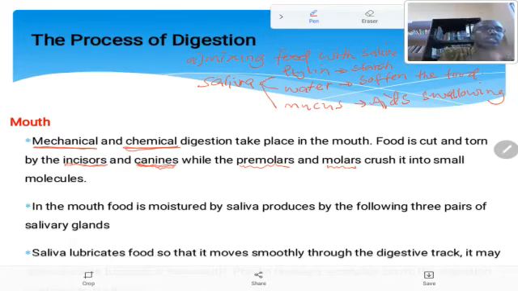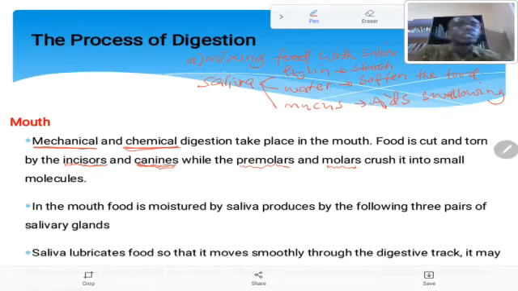So if you are asked the functions of the saliva, you can write either one or two or three of these functions. For example, one of the functions of the saliva is to digest starch because it contains ptyalin or amylase. It softens the food because it contains water. It aids or helps swallowing because it contains mucus. So these can be the functions of the mouth, but generally this is the first process which takes place in the mouth.